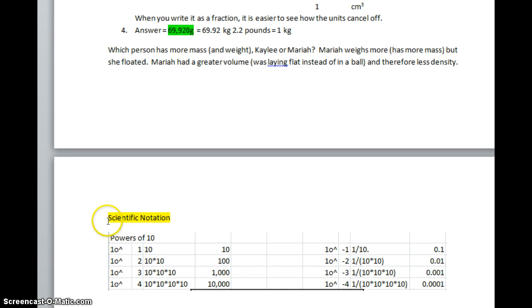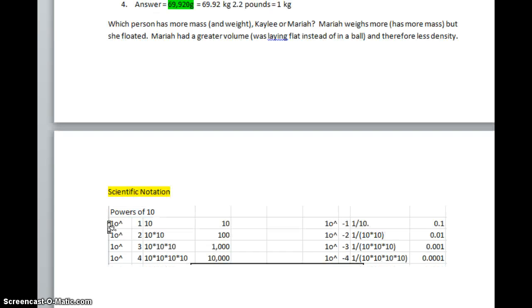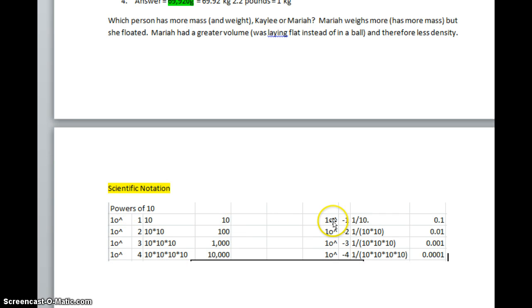And in our notes, I started a new section on scientific notation, and I just copy-pasted that and put an example of it to remind everyone about powers of 10.